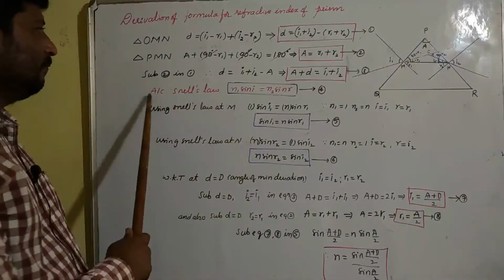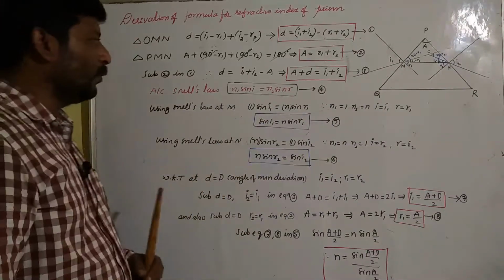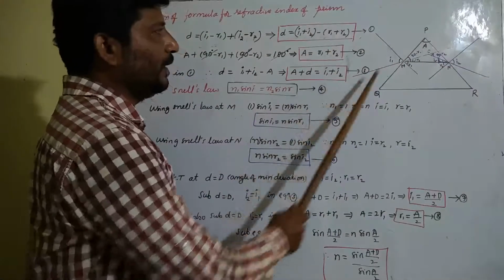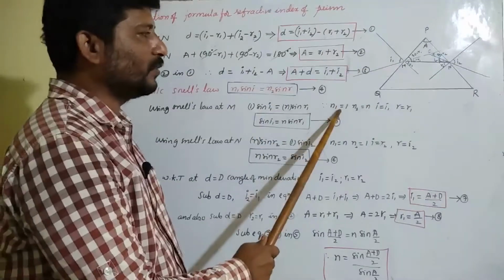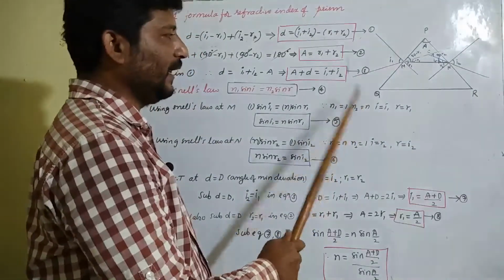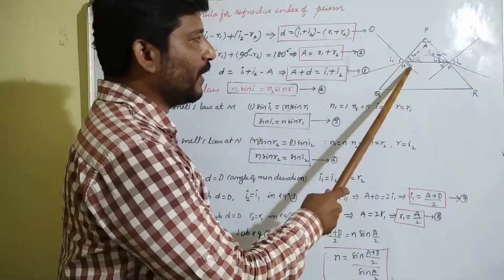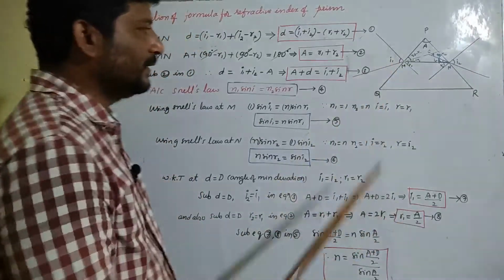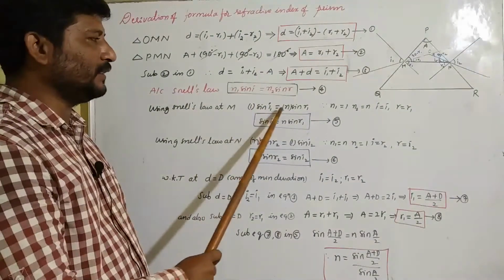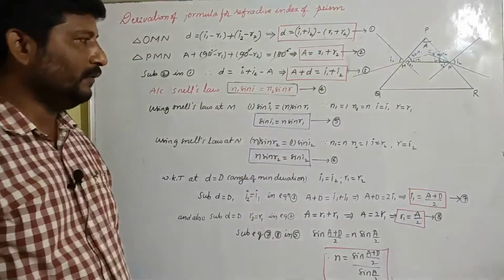According to Snell's law, we know that N1 sin I equals N2 sin R. Now using Snell's law at M, here this is air. The refractive index of air, N1, equals 1. This is the prism. The refractive index of the prism, N2, equals N. Angle of incidence I equals I1, and angle of refraction R equals R1. Substitute these values in equation 4, that is Snell's law. 1 into sin I1 equals N into sin R1. Therefore sin I1 equals N sin R1, equation number 5.